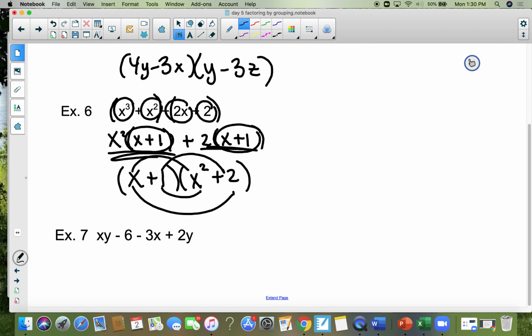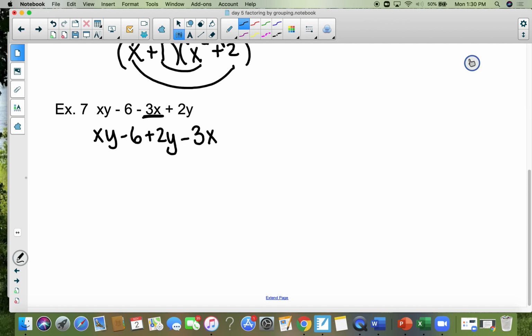You want your third term to be positive, so I'm going to rewrite my problem. Whenever you do 4 terms, you want that third term to be positive. So I rewrote it so that one of my terms was positive. Now that they are, I'm going to group them. And I'm going to take, they have nothing in common, so this is a good one. I'm going to redo it one more time.